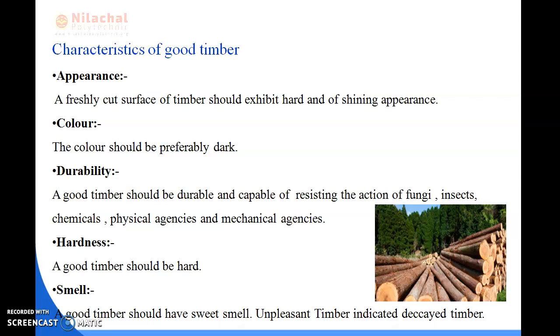So if we cut a fresh timber or a fresh branch, it smells like a sweet smell. Okay. And so we can say it is a good timber. So if it smells unpleasant, we can say that it is decayed timber. Okay.